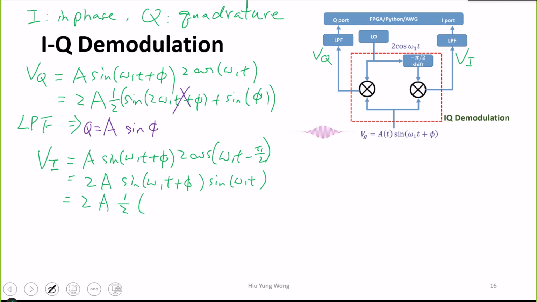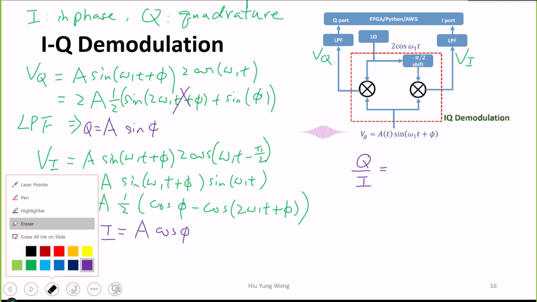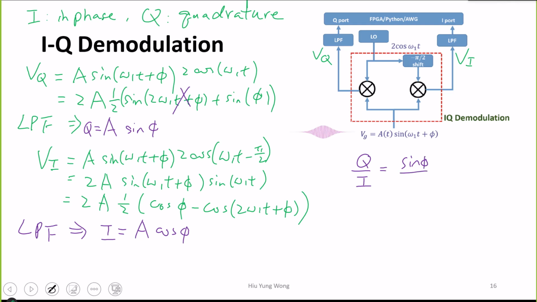I don't want to talk about this again next time, so I just rush a little bit. But this is just basically the trigonometric identity. You get something similar. Again, if you have the low pass filter, then you get I equal to A cosine phi. Okay? And with this, I get I and Q, which are low frequency signals. And all I need to do is Q divided by I, which is sine phi divided by cosine phi, which is just tangent phi.